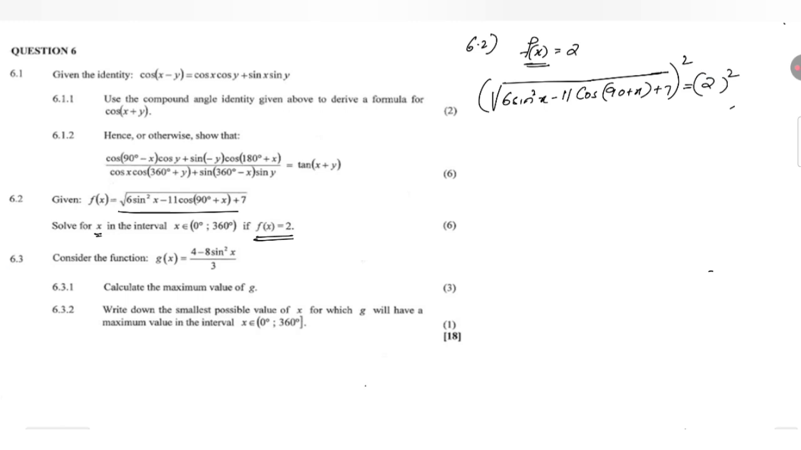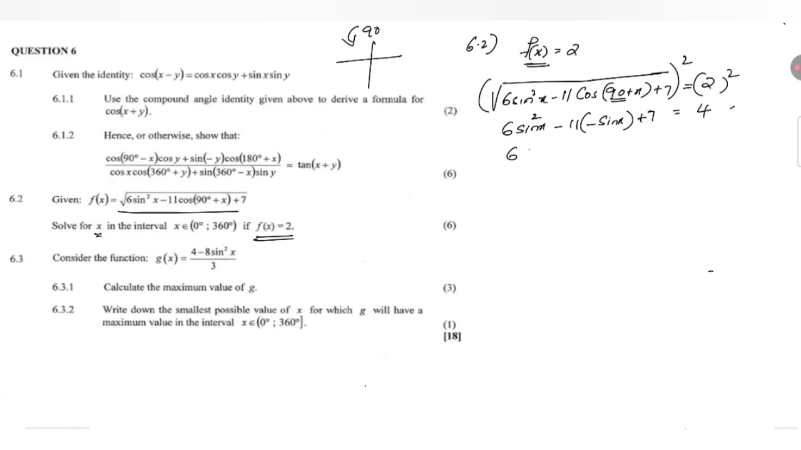That's it. So this side is going to be 6 sine square x minus 11 times, what is cos 90 plus x? Reduction formula, 90 plus. Guys, look at here. 90 plus means second quadrant. Cos is what, positive or negative? Negative, isn't it? So negative. Then because of 90 you can't write cos there, you have to write what? Sin x. So that is your talent, you have to get it correctly. Plus 7 is equal to 2 squared, which is 4.